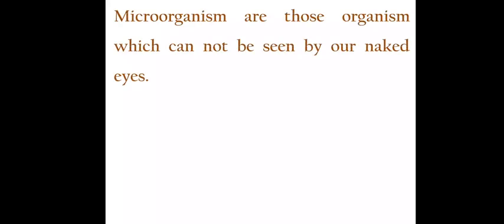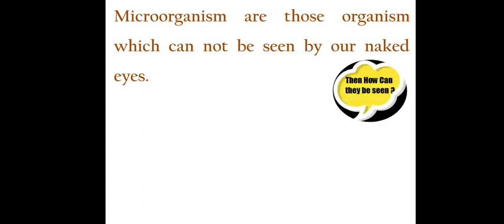So exactly what is a microorganism? Micro means very small. In terms of measurement it is 10 raised to power minus 6 meter. It is that small, and these are organisms which cannot be seen by our naked eyes. We cannot see them with our eyes, and then the question arises, how can they be seen?